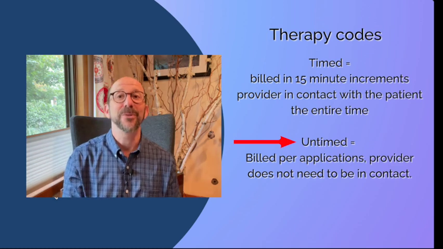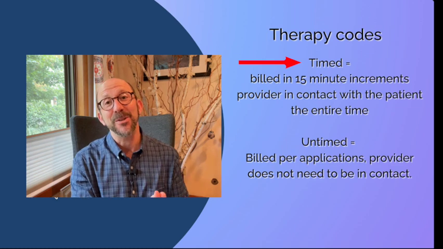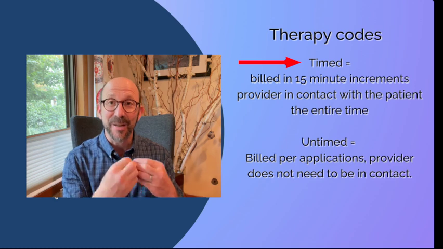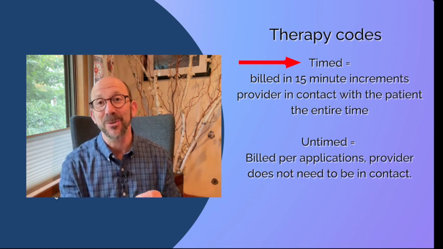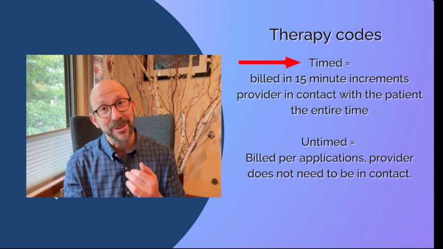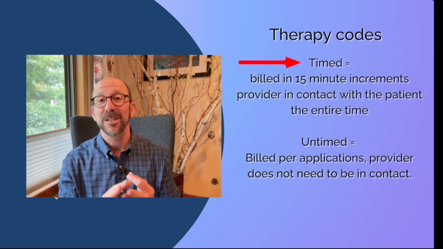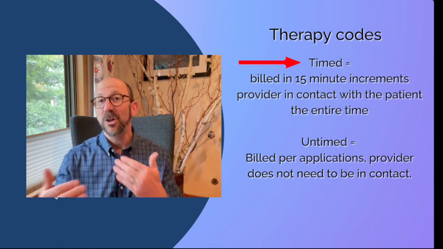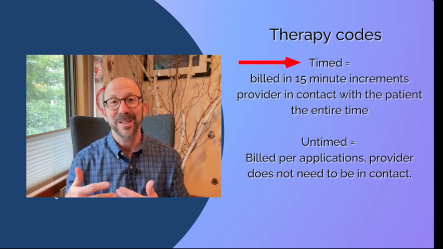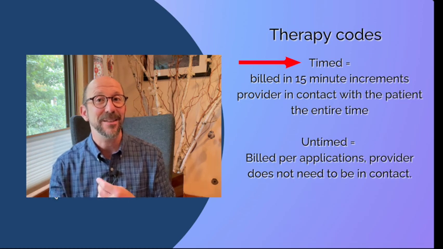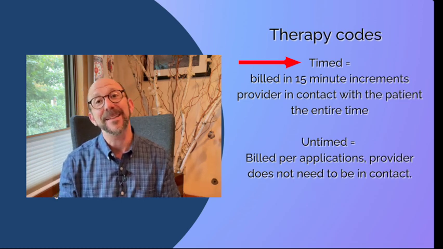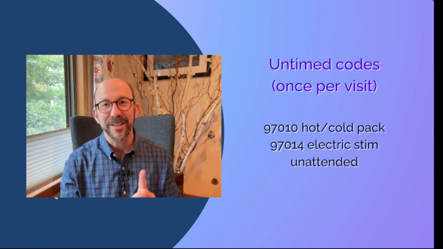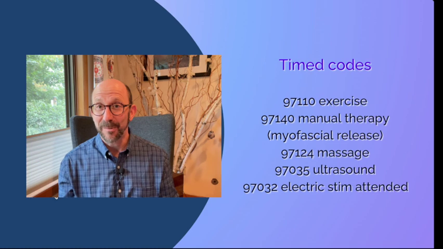The timed codes are billed based on how much time you spent doing that thing. And it's because you did that thing with the patient one-on-one. It was you there with them the whole time. So manual therapy, myofascial release, neuromuscular therapy, trigger point therapy, massage therapy, one-on-one exercise therapy, one-on-one activity of daily living counseling, things like that. Those are the timed codes. Untimed codes, once per visit. Timed codes, it depends how long you spend.